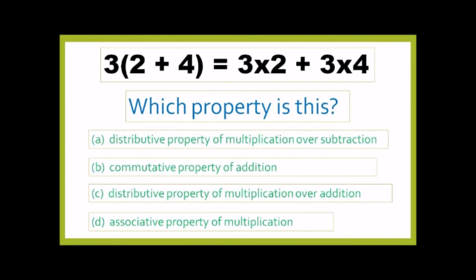Next. 3 in parentheses, 2 plus 4 equals 3 times 2 plus 3 times 4. Which property is this? Is it A, distributive property of multiplication over subtraction? B, commutative property of addition? C, distributive property of multiplication over addition? Or D, associative property of multiplication? Which property is it, guys?